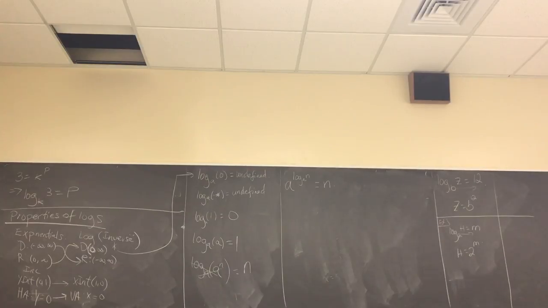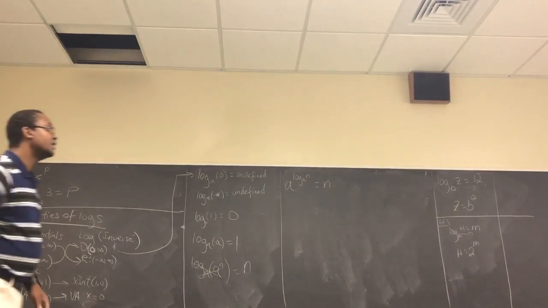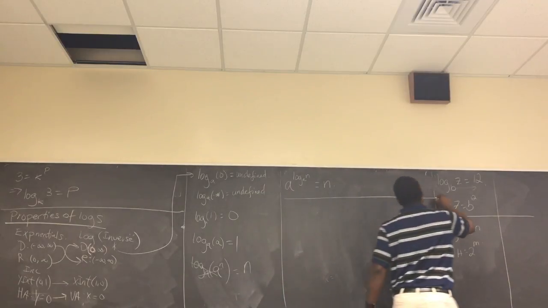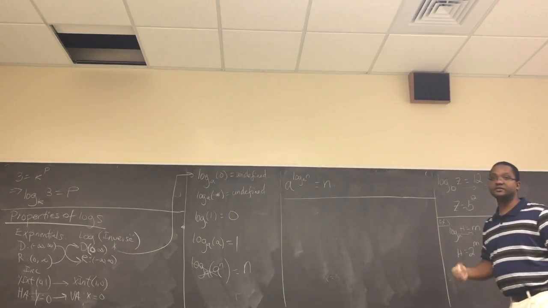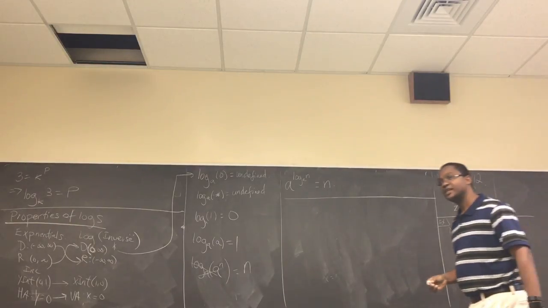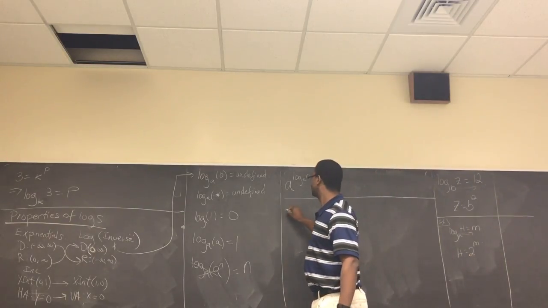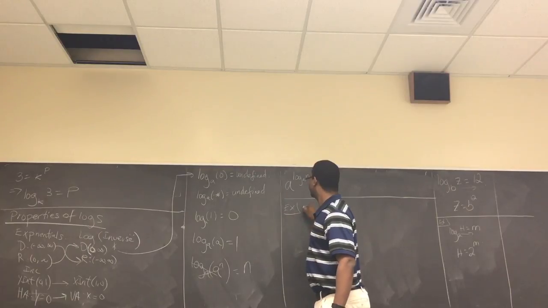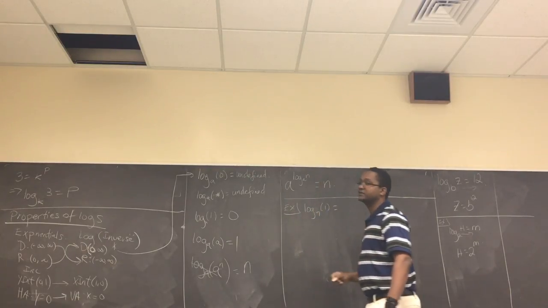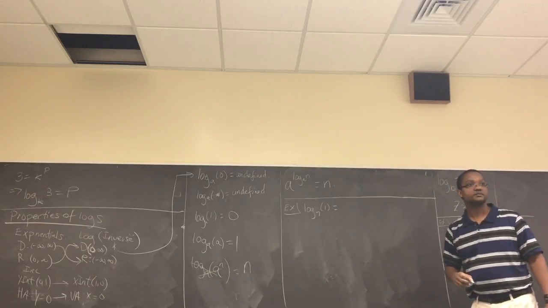These properties, you need to memorize them, because on the test and on the homework, there'll be several logs you'll have to evaluate, and you won't have a calculator. So you might get an example like this. Let's say I have log base 7 of 1. What is log base 7 of 1 equal to?